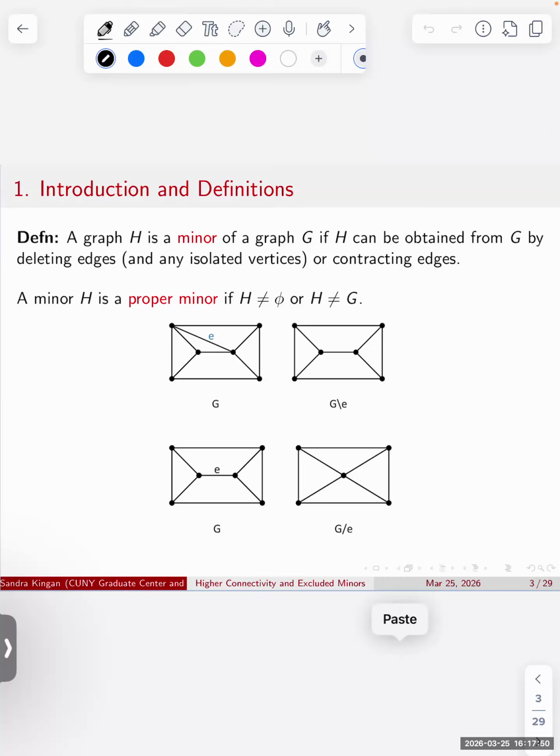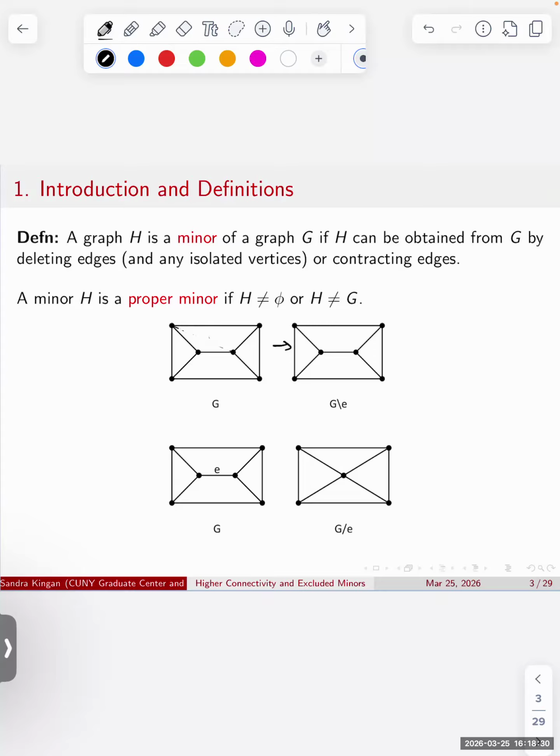That's better. So a graph H is a minor of a graph G if H can be obtained from G by deleting edges and any isolated vertices or contracting edges. So deleting edges is easy. In this example, if the edge E is as shown over here, deleting edges simply amounts to erasing the edge E. And that's how you get the graph on the right. Now, if you delete enough edges and you form isolated vertices, then just delete those isolated vertices.